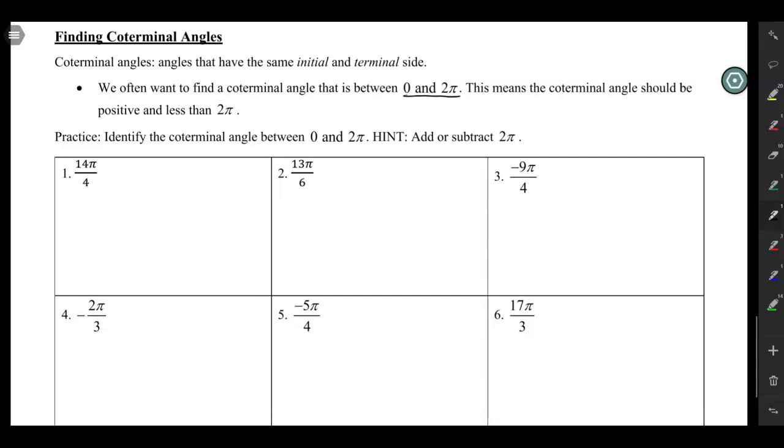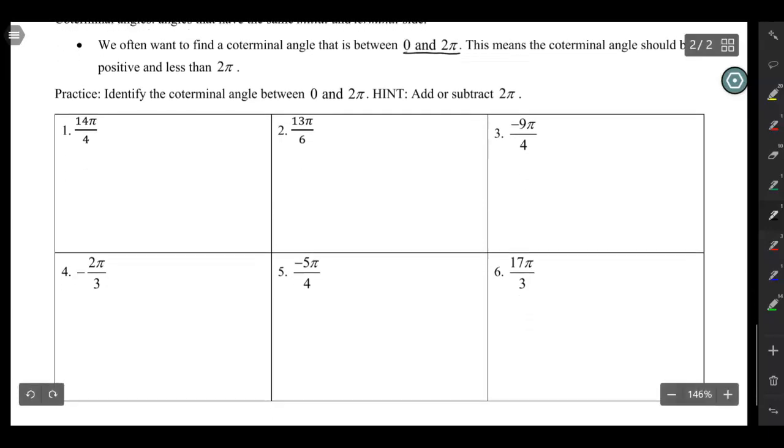So we are going to practice finding coterminal angles between 0 and 2 pi. And our method here is going to be very similar to our method when we were finding coterminal angles in degrees. When we were finding coterminal angles in degrees, we would add or subtract 360 degrees. Here we're going to add or subtract 2 pi radians. So again, this is going to be a lot of practice in remembering how to add and subtract fractions. So let's take a look at number 1.